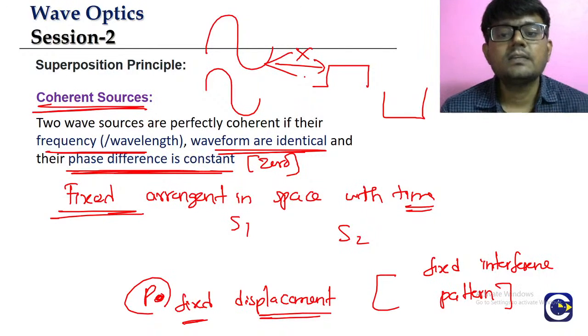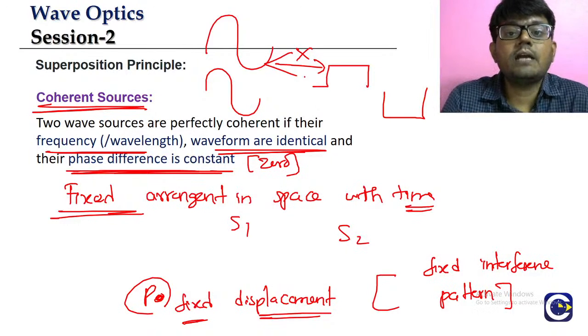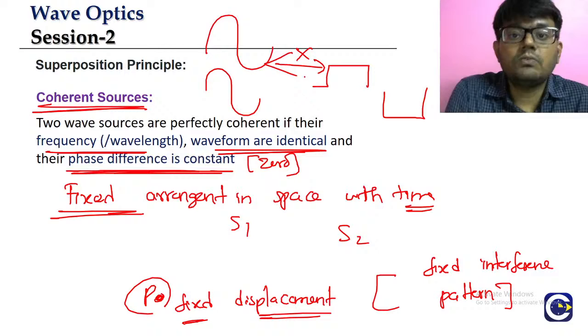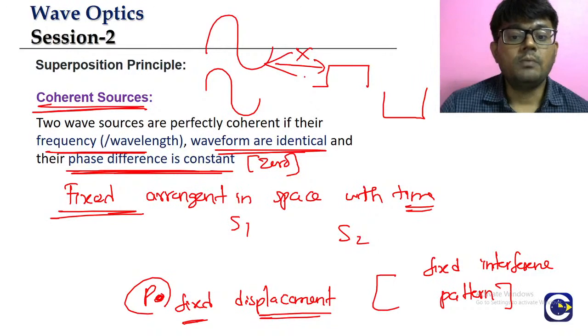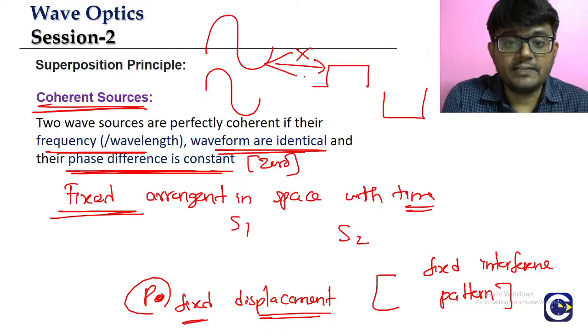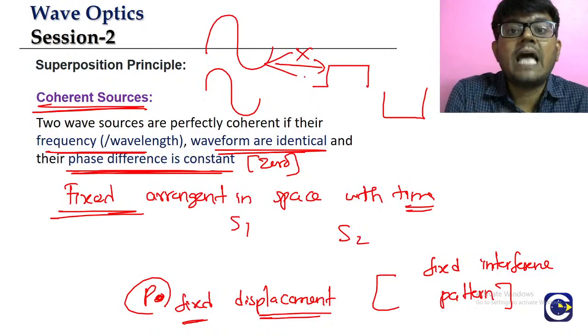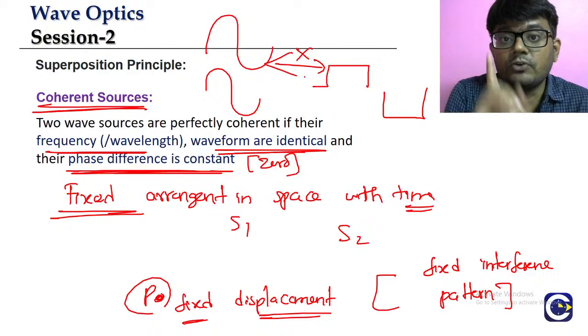So sometimes, if at all we are getting some theoretical questions, they can even ask this as a question. So what is common for the coherent sources? Frequency, waveform, phase difference constant. Then they can give something like amplitude. See, here we are not talking about amplitude. We need to keep one thing in mind.